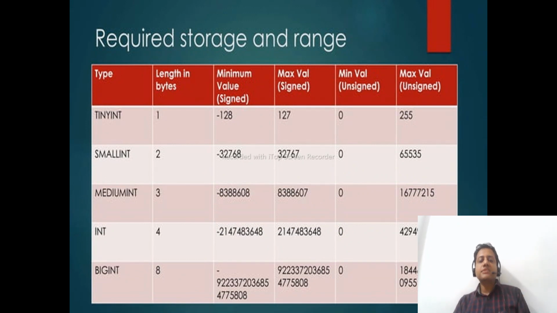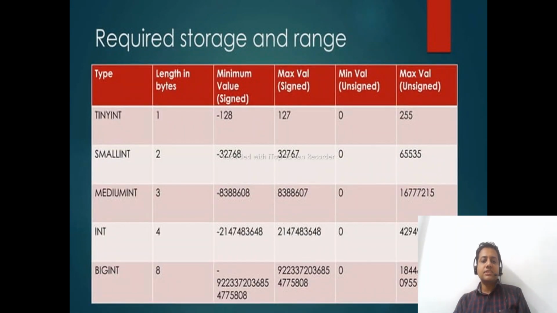A question can arise in our mind: why don't we directly take big int? We don't take big int directly because we also want to save memory. Suppose we are storing marks out of 100 only. So why should we waste so much memory space by taking big int? We can do the same thing with tiny int, because the value will be from 0 to 100, which fits in the tiny int range of 0 to 255. Like this, it helps us save memory.